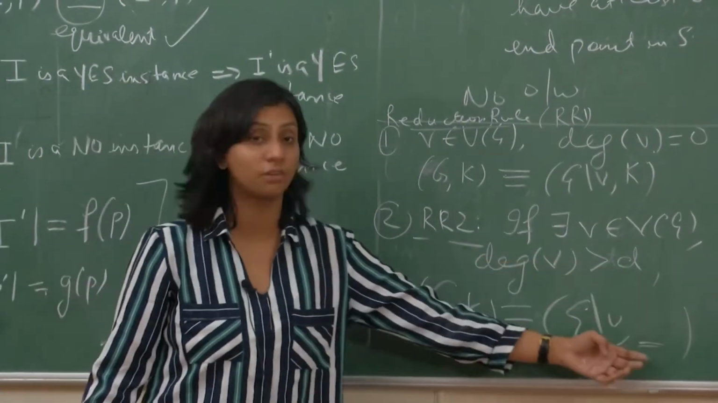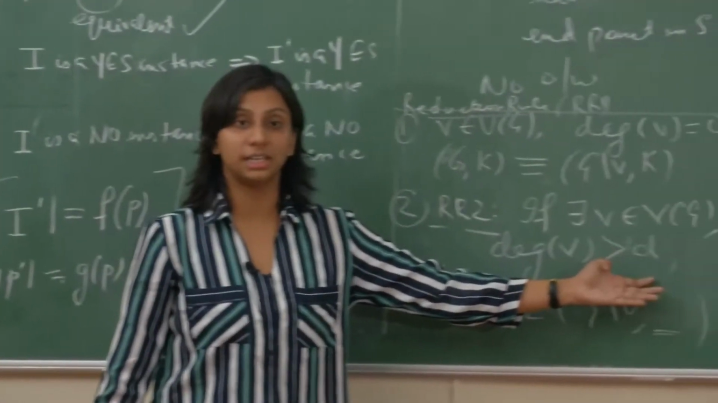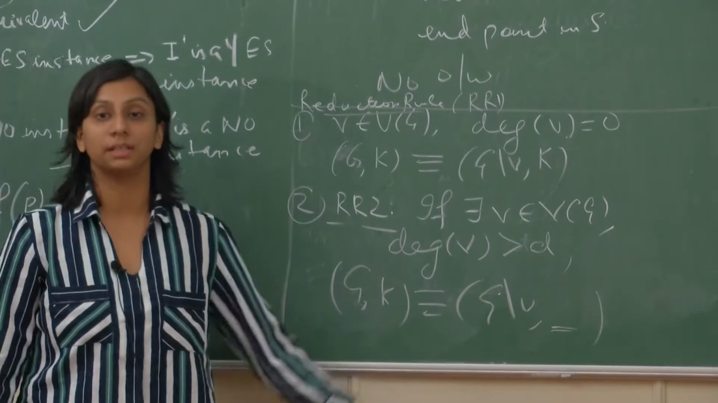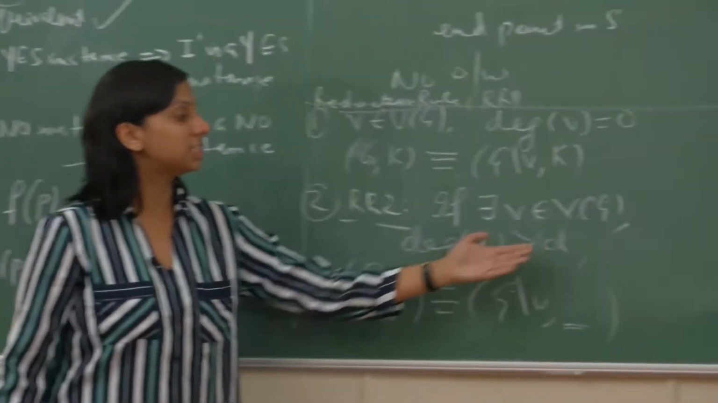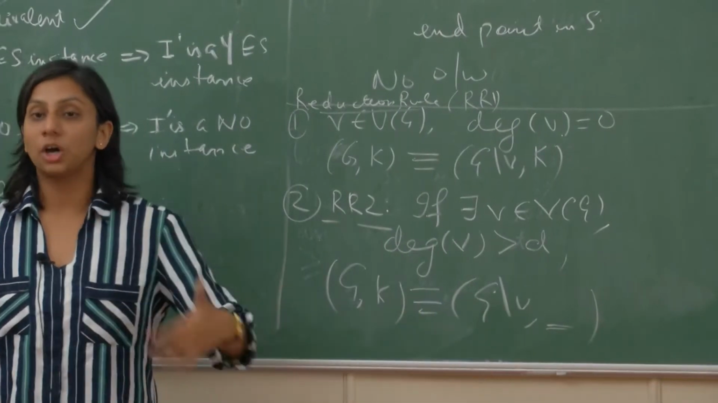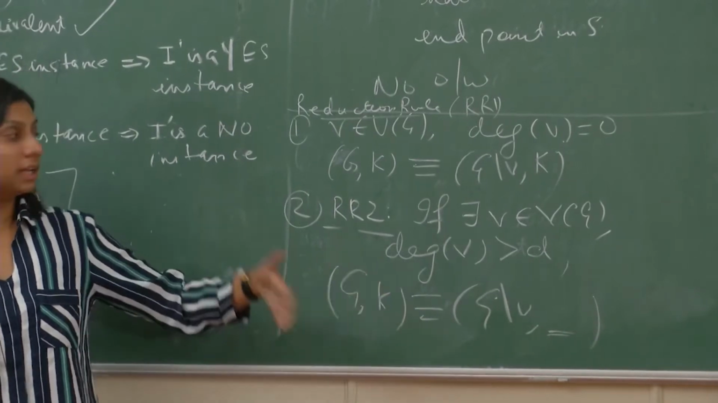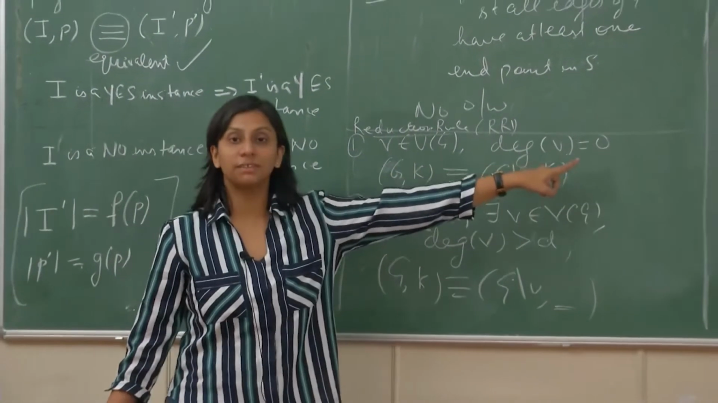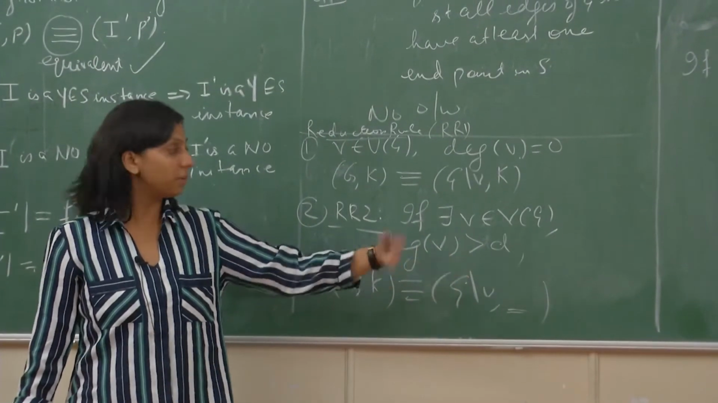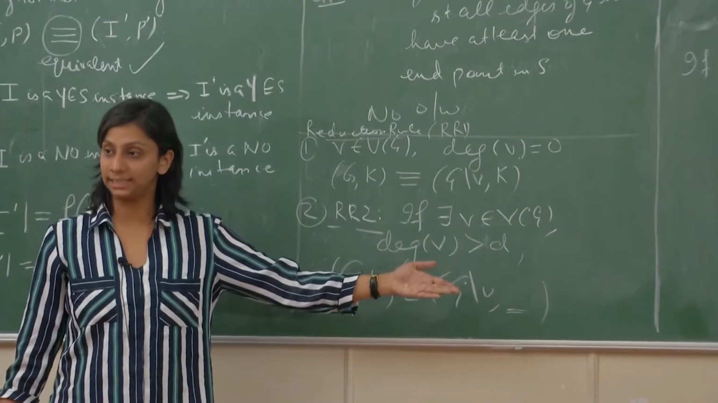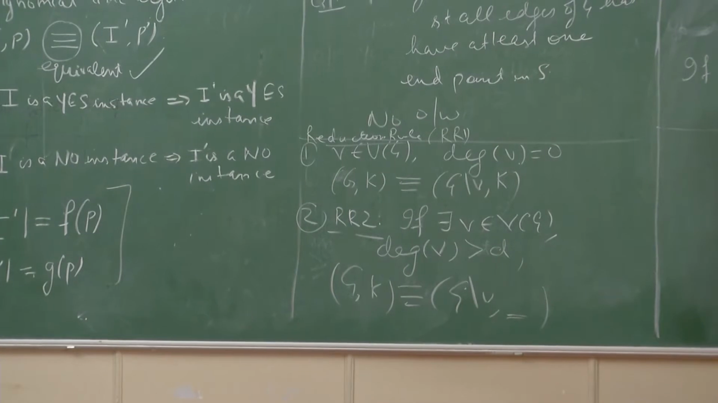I've not defined what D is, I've not defined all these things. But suppose I can always do something. If I find a vertex of large degree, I can always do something. So that means if I have a vertex of large degree, I'll do something. And when do I stop? I stop when I'm not able to apply any of the reduction rules. In particular, I'll stop when there is no vertex of degree 0 and there is no vertex of degree greater than D. So every vertex will have degree less than D. Right. So now let's see.